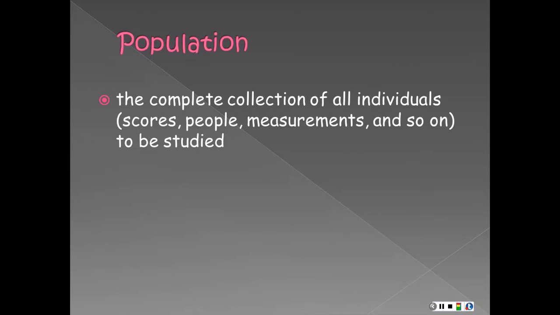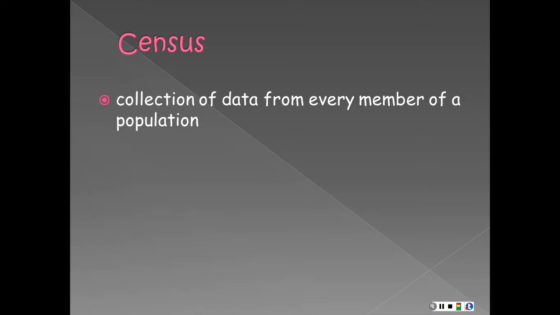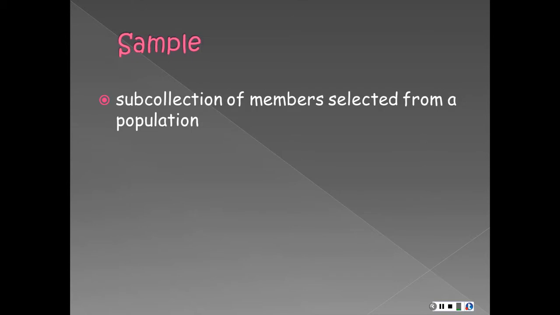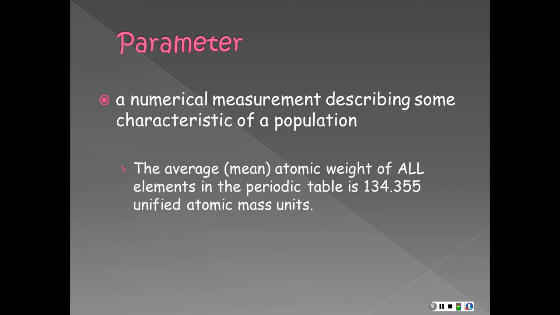So a population is just the complete collection of all individuals, or the entire group, or the whole group. Most of the time you'll see the word all, but entire and whole are also keywords to indicate population. Census is just a collection of data from every member of a population. Sample is a sub-collection of members selected from a population.